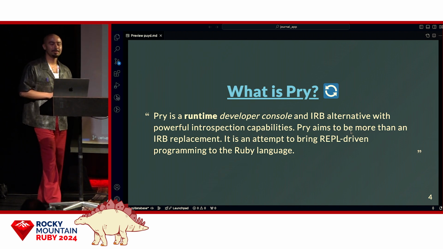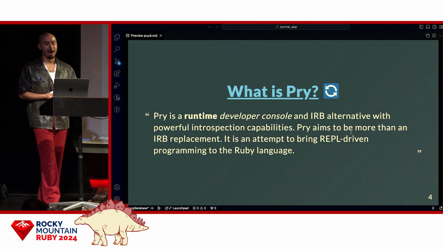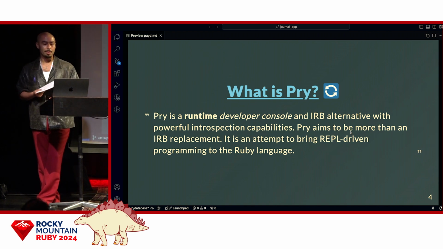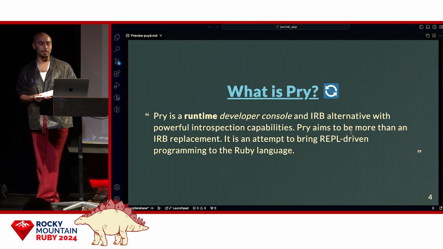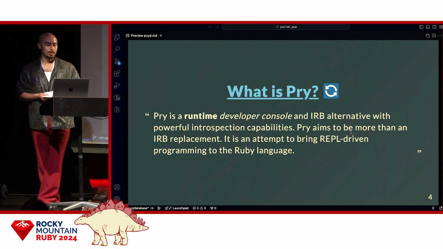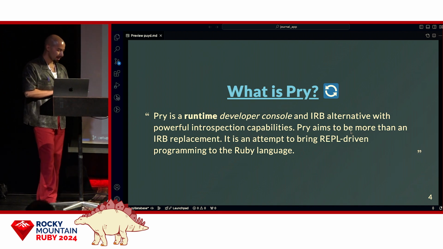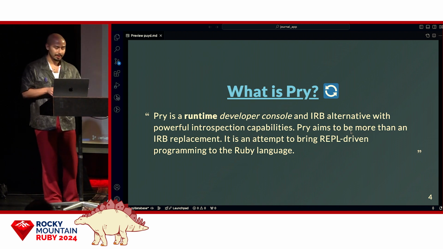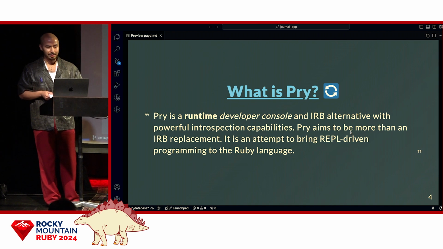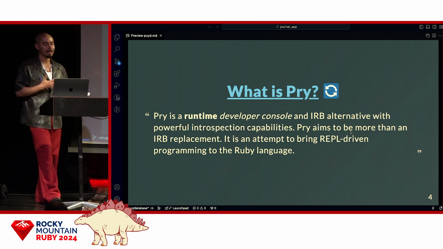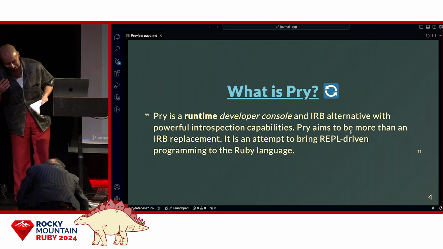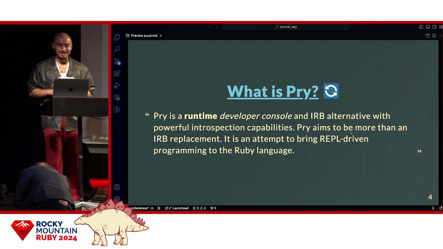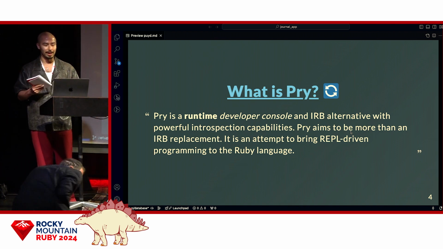So pry is a runtime developer console and IRB alternative with powerful introspection capabilities. Pry aims to be more than an IRB replacement. It is an attempt to bring REPL-driven programming to the Ruby language. So for me, that was a lot of big words in there, particularly the runtime developer console bit. And when I was researching this, I had to research a little bit about what those words actually meant.